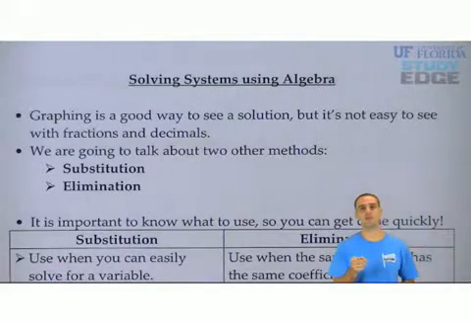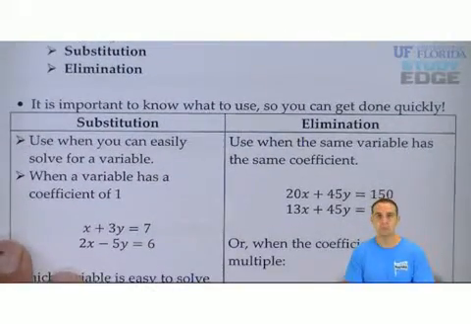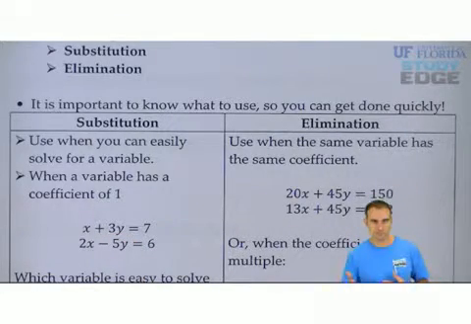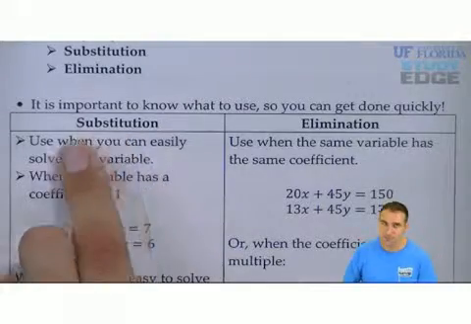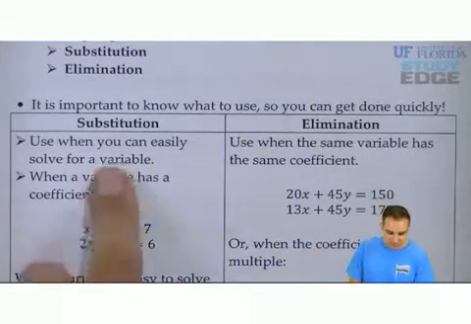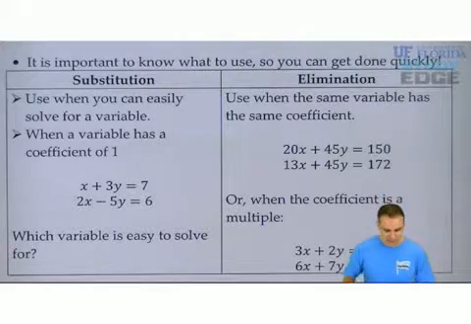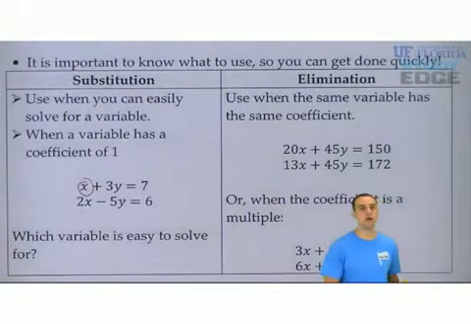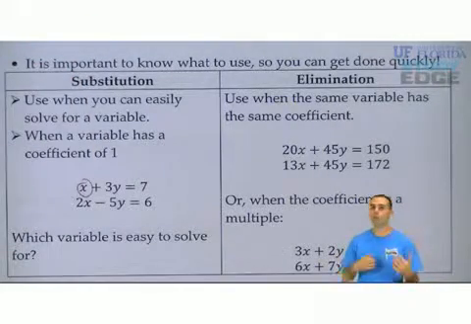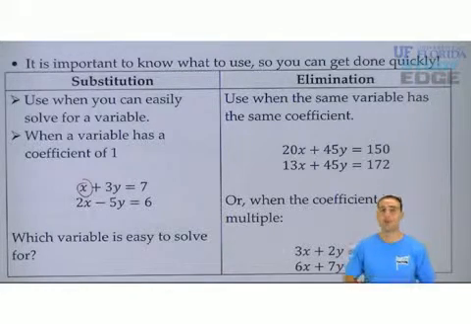It is important, though, to know what to use so you can get it done as quickly as possible. Meaning, when you look at a system of linear equations, which method is preferred? Substitution is used when you can easily see and solve for a single variable, meaning when the variable's coefficient is 1. Like looking at this system, which variable is easy to solve for? Little x by itself. If you see a little x or a little y, an x with a coefficient of 1 or a y or any variable, I would use substitution for that.